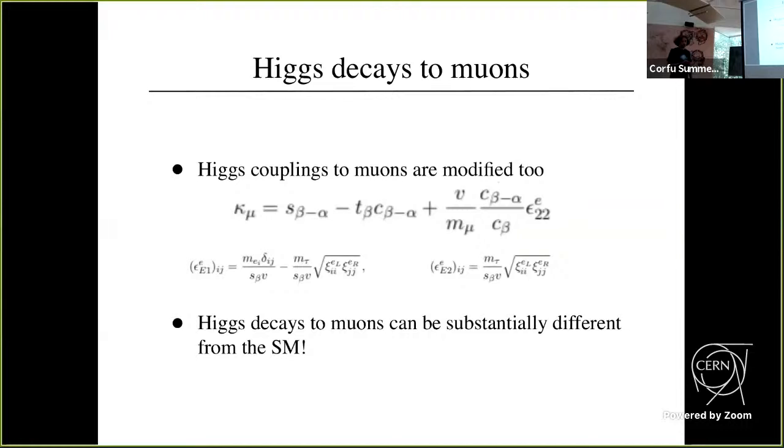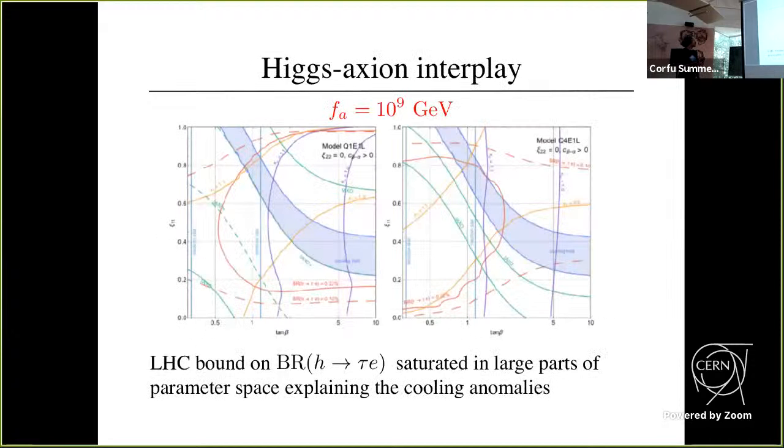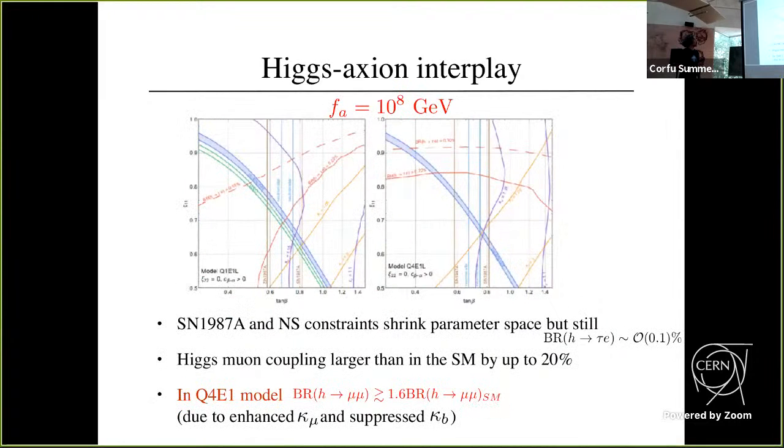And there are also, okay, I am going to finish soon. Higgs decays to muons are also modified. And basically, this is the final plot. Maybe I will go to the case of Fa equal 10 to 8. So what's important here is that we should look more or less in this region, because this is the region consistent with supernova bounds and neutron star constraints. So we need tan beta close to 0.7, as I said.